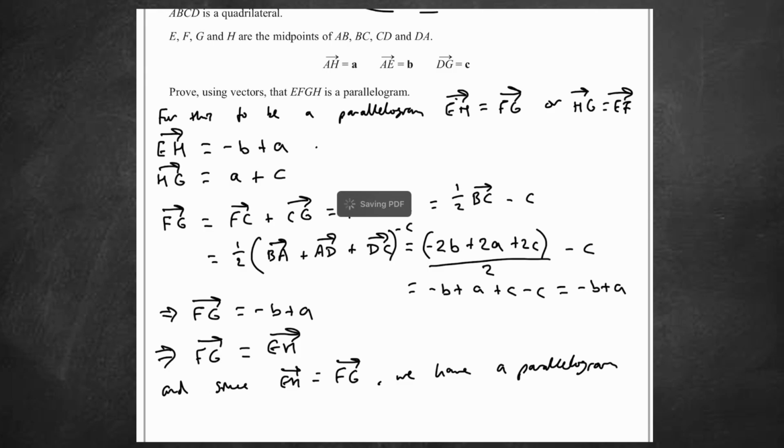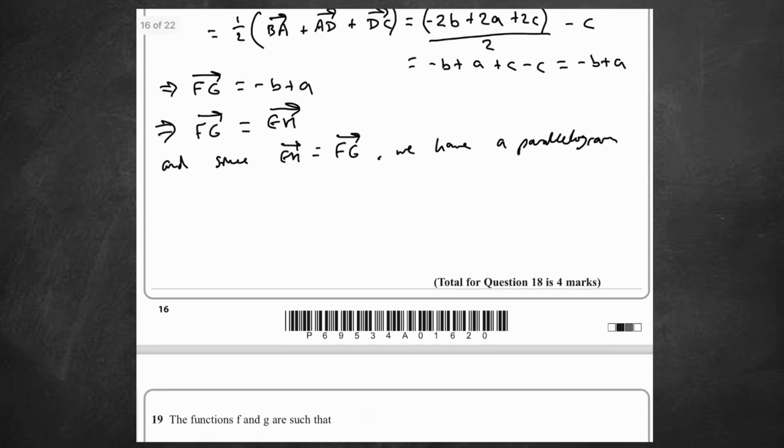I think they shouldn't have used capital letters in this question that matched the same vectors that they used, the A, B, and C, because it just made for an absolute mouthful there.